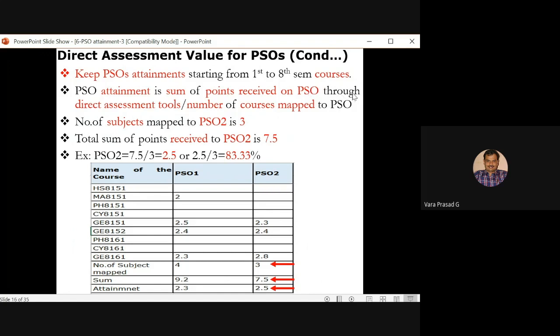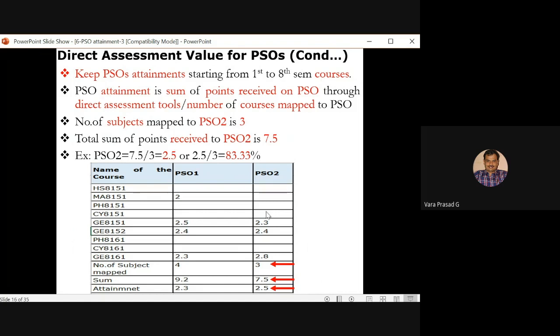Now, if you look here, this is the direct assessment tool divided by the number of courses mapped. Out of 9 subjects, how many subjects have you mapped to the PSO? 1, 2, 3. So there are 3 subjects mapped to the PSO, which means the number of courses mapped is 3. Now, you take the sum of the points received on the PSO through the direct assessment tools: 2.3 plus 2.4 plus 2.8, because 3 subjects are mapped. When I do the sum, I get 7.5.